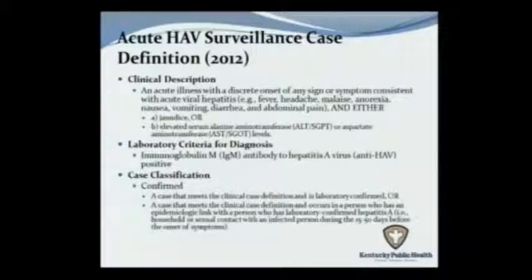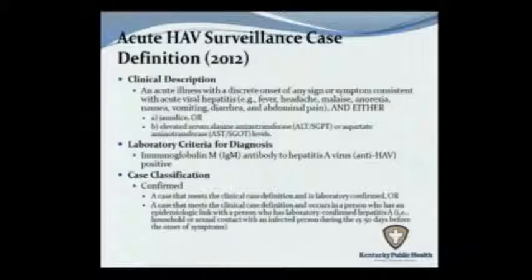So this is our surveillance case definition. It was revised in 2012, and it hasn't changed since then. In order to confirm a case, the clinical description is an acute illness with a discrete onset of any sign or symptom consistent with viral hepatitis, such as fever, headache, malaise, anorexia, nausea, vomiting, diarrhea, and abdominal pain, and either jaundice or elevated serum alanine aminotransferase, ALT, or aspartate aminotransferase, AST levels.